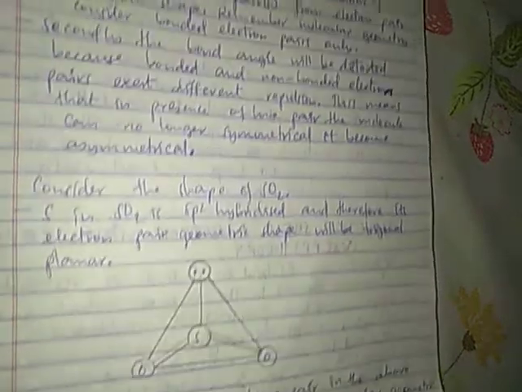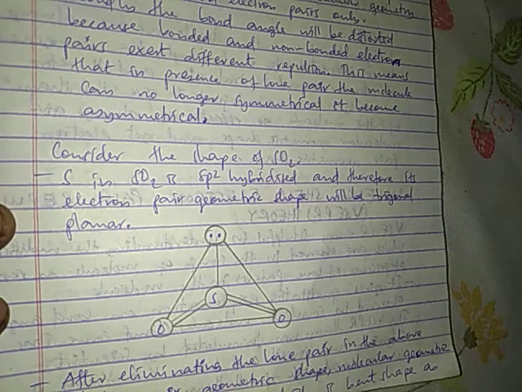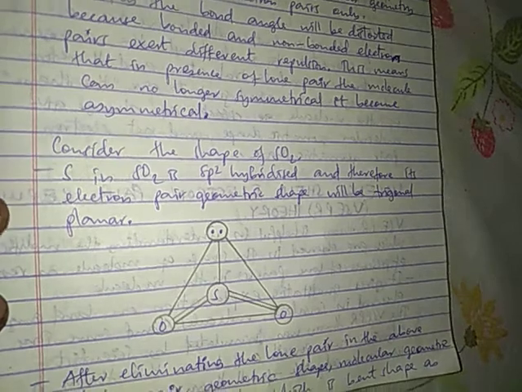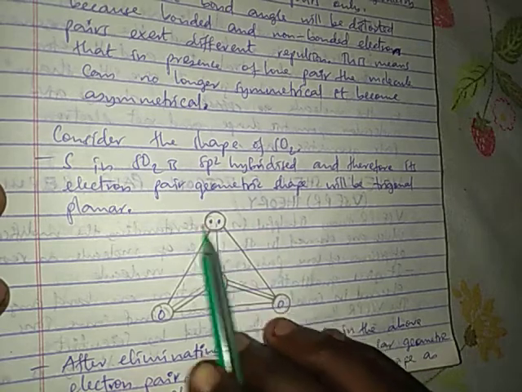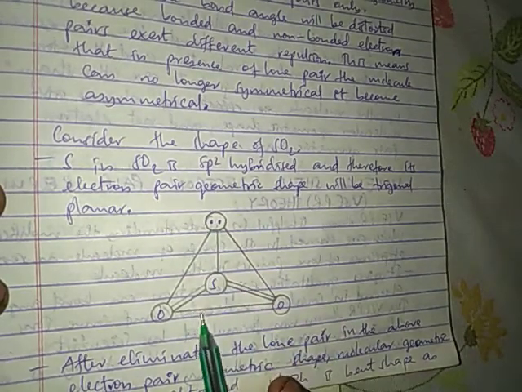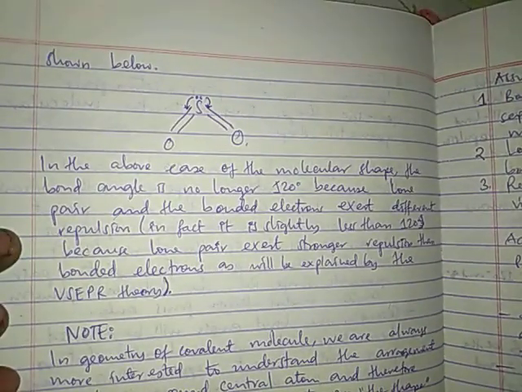Now consider our example, sulfur dioxide, and the hybridization is sp2, and therefore its electron pair geometric shape will be trigonal planar. sp2 is trigonal planar. Now after elimination of the lone pair in the above electron pair geometric shape, the molecular geometric shape obtained will be bent shape because this pair is removed. This line and this line will not be seen, so we will remain with only these two pairs of electrons, and the shape of sulfur dioxide will appear as this one, as you can see in the diagram.